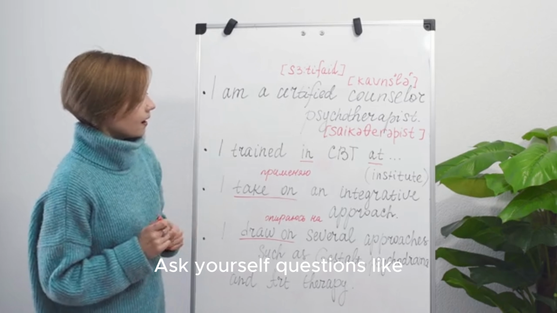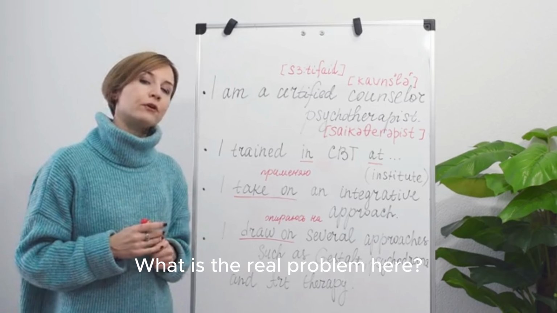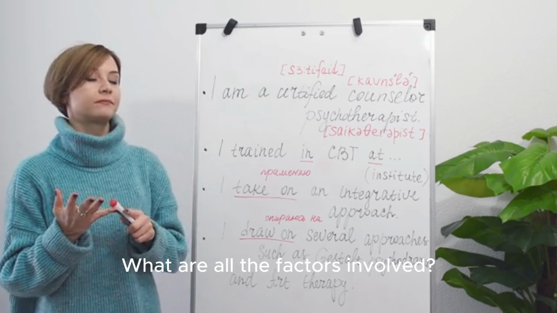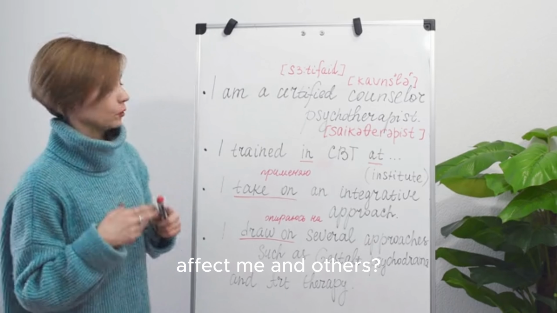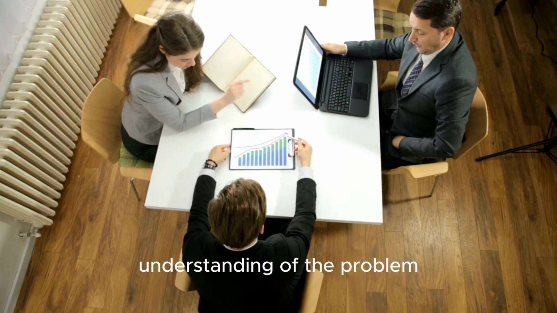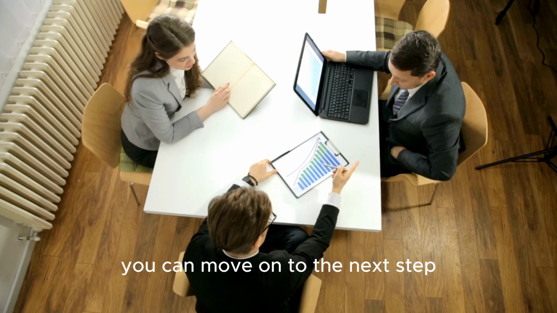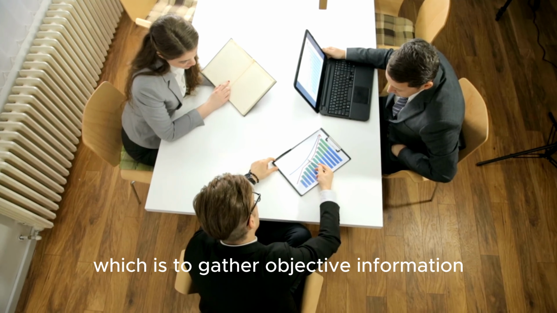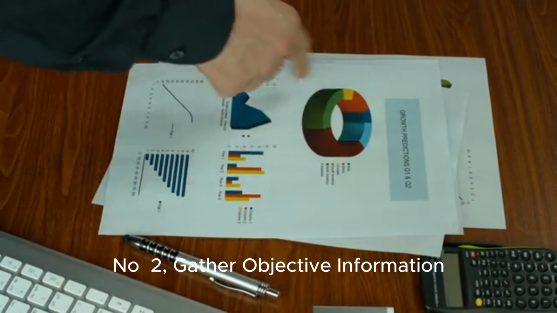Ask yourself questions like, what is the real problem here? What are all the factors involved? And how does this problem affect me and others? Once you have a clear understanding of the problem, you can move on to the next step, which is to gather objective information. No. 2.